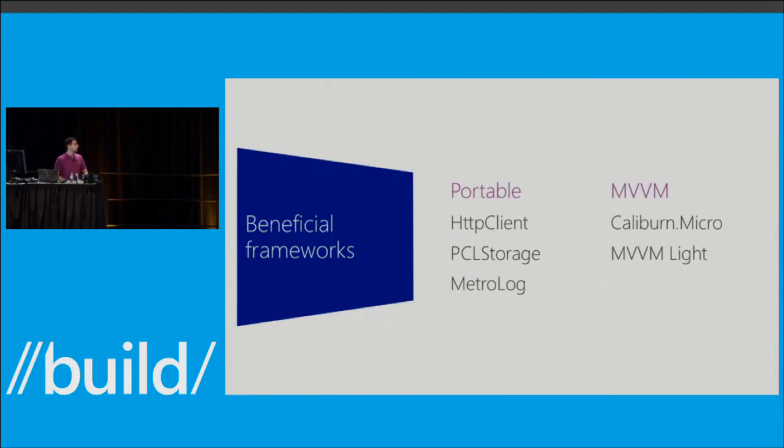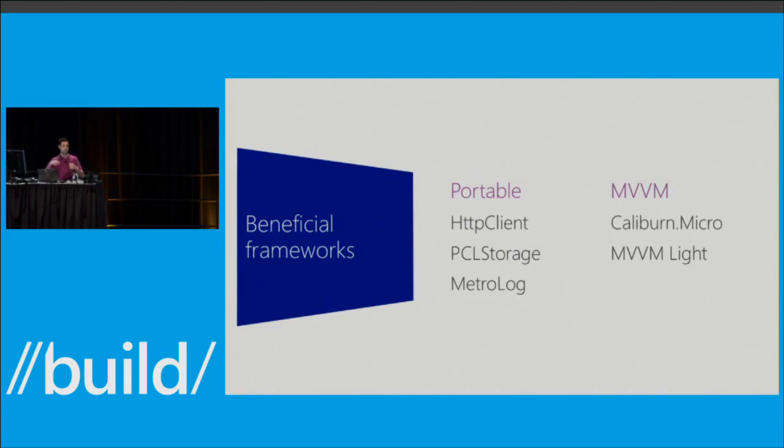This is an important one, I think. I'm a huge fan of using other people's work to get my own work done faster. Stand on the shoulders of giants. There are some really great portable libraries. HTTP client, that's the one I demoed, an amazing async, awaitable PCL HTTP stack that you can use and share. Use that one. PCL storage is a really cool one. That'll abstract away ISO store differences.